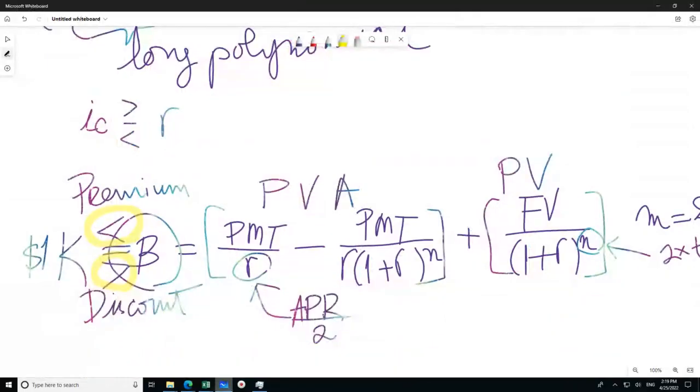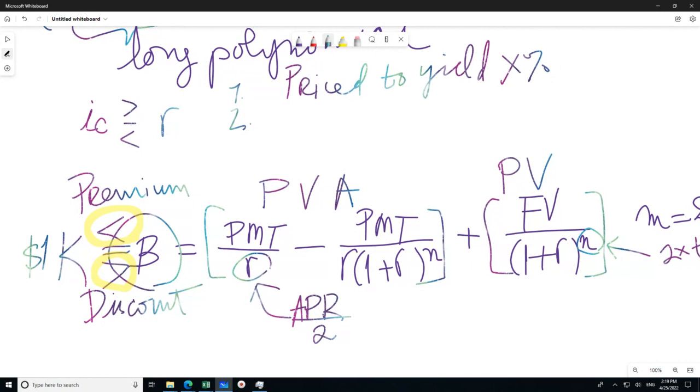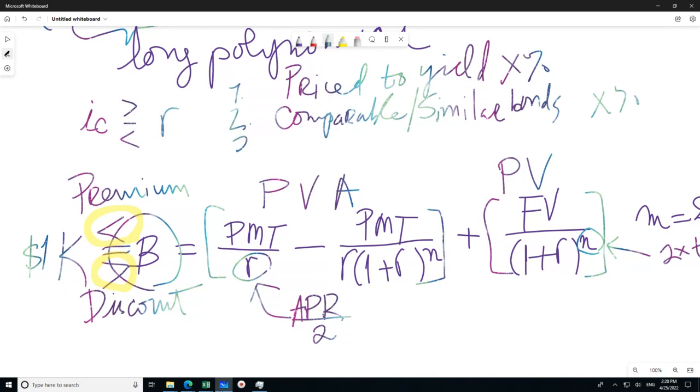There are 3 ways it is worded. I've been telling you this over and over. 1, the bond is priced to yield X%. 2, the comparable bonds, comparable meaning similar, similar bonds pay or yield X%. 3rd way, prevailing market rate.